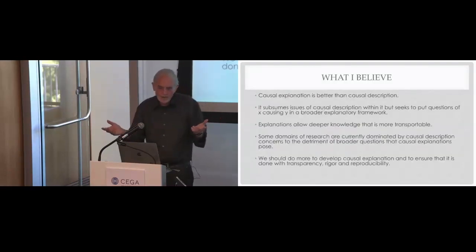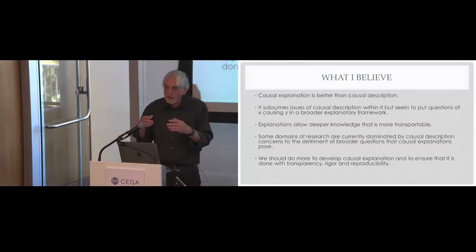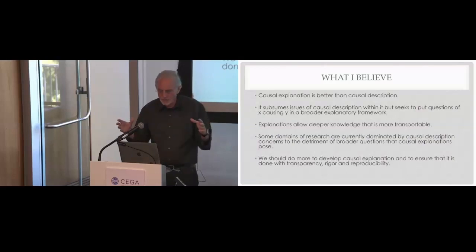So here's what I believe at the end. I'm coming in here and I really don't know how to do this, but I do have strong views, as you can sort of see. I'm a person that thinks causal explanation is really important. And I'm not only going to say that, I'm going to say it's better. It subsumes issues of causal description within it, but seeks to put questions of X causing Y in a broader explanatory framework. And the explanations allow deeper knowledge that's more transportable.